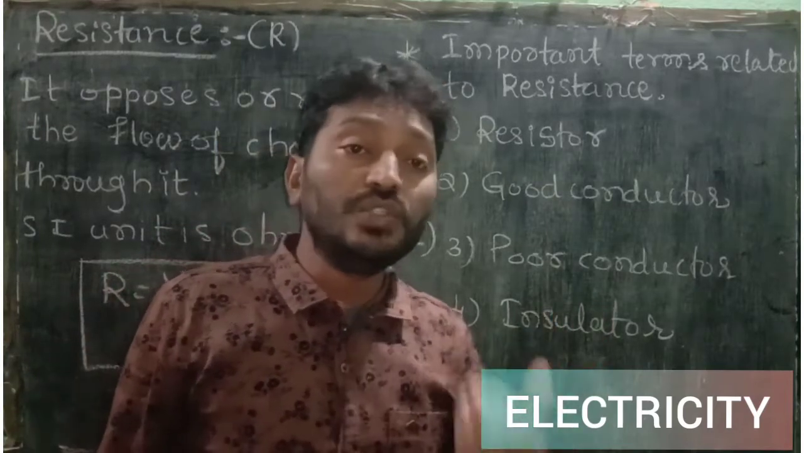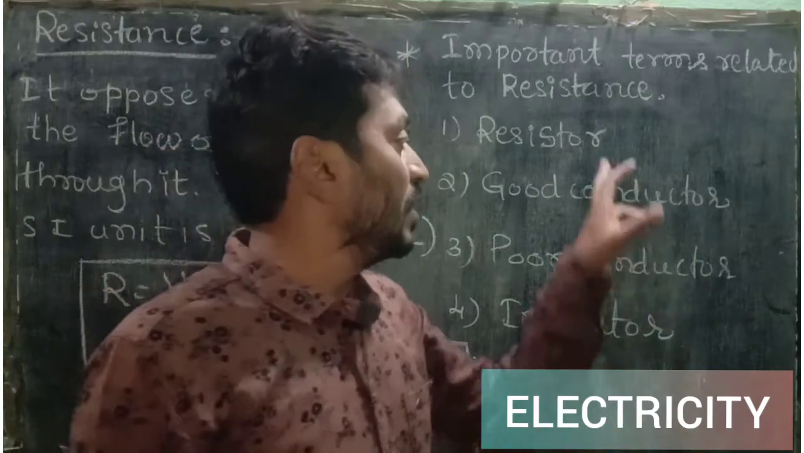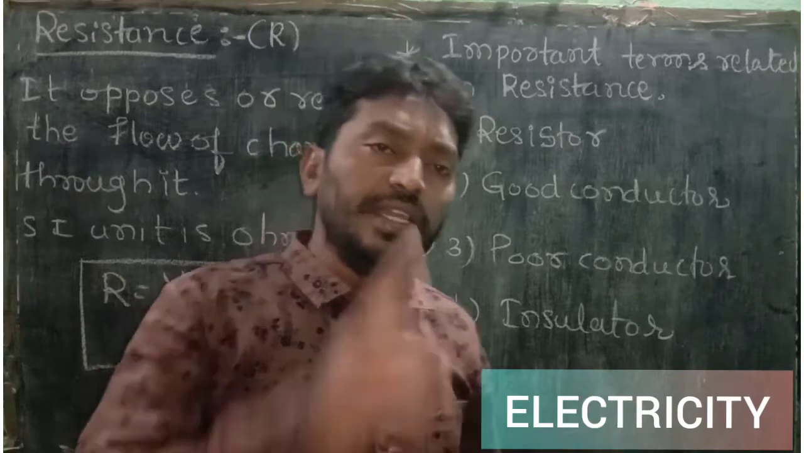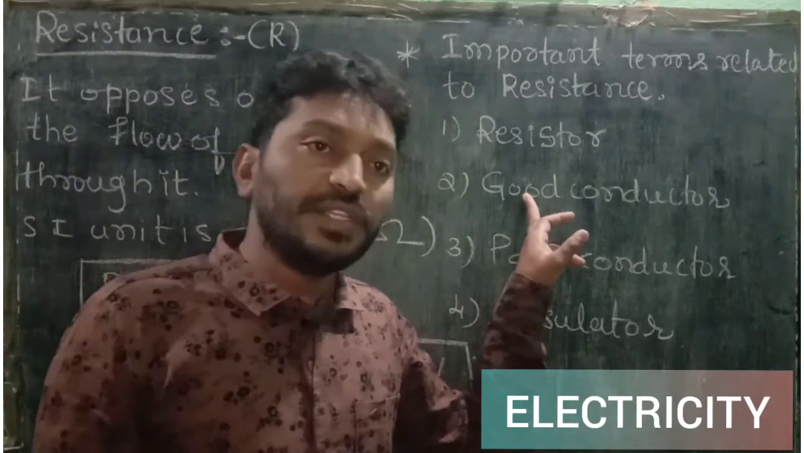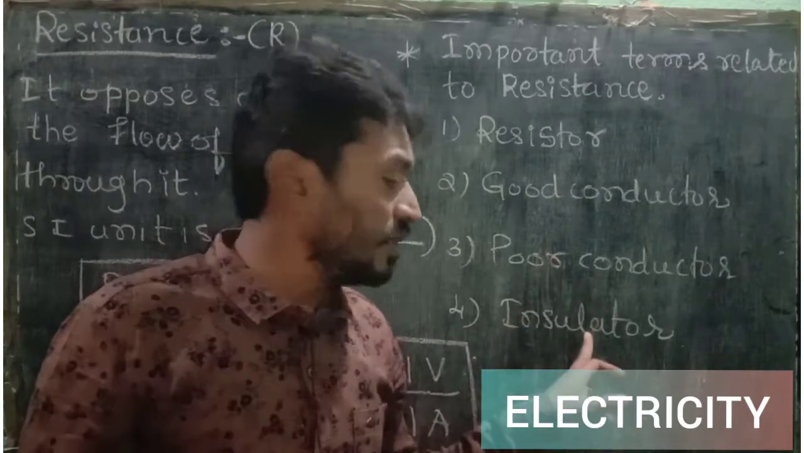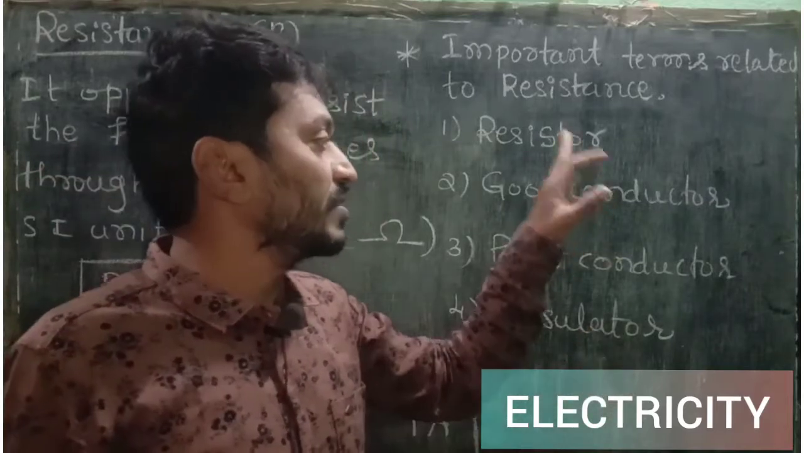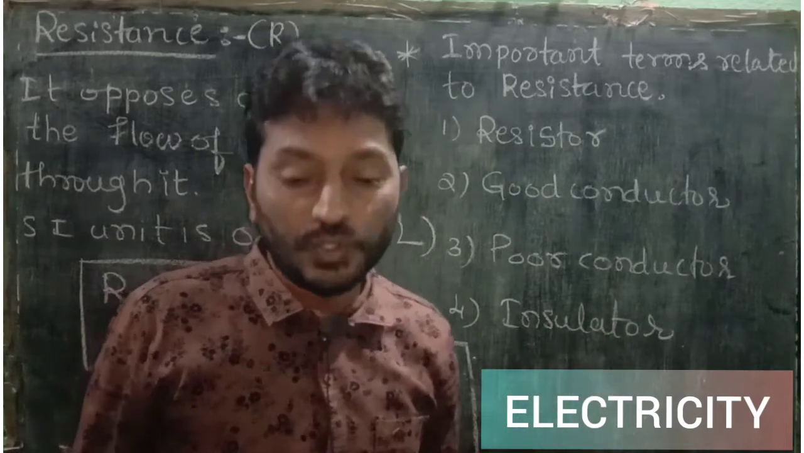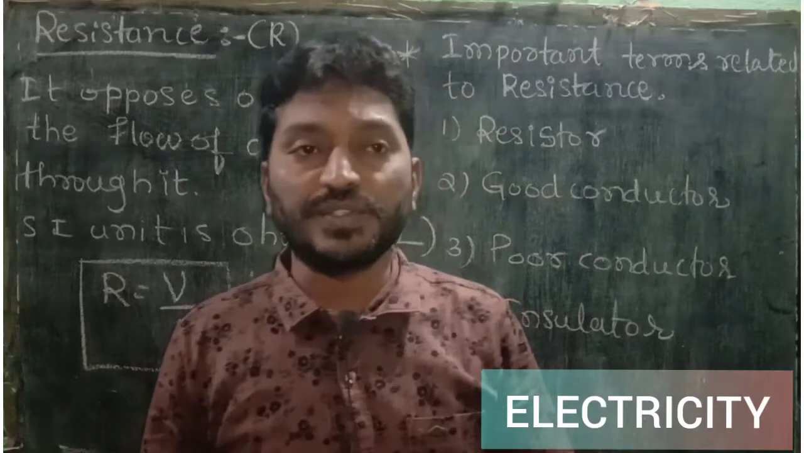Plastic, wood, rubber. You might have experience of these good conductors, poor conductors, and insulators. In simple words, good conductor means very low resistance, poor conductor means high resistance, and insulator means very high resistance. Only then can we define a good conductor, a poor conductor and an insulator. So this is about some important concepts of resistance.